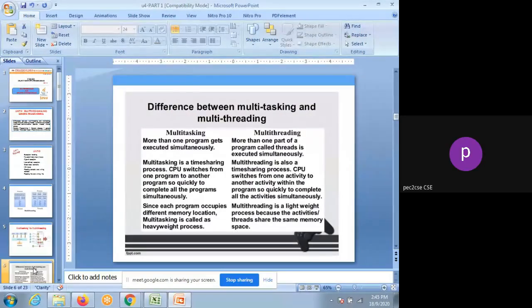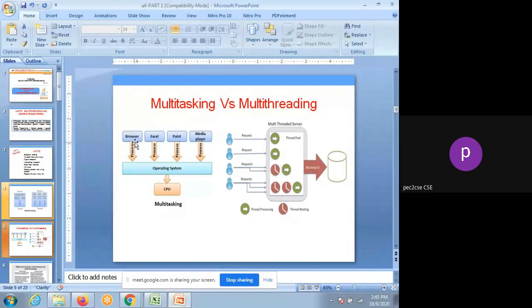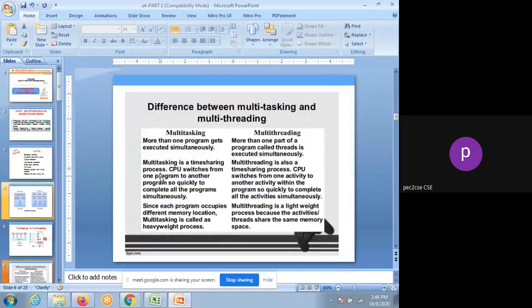What is the difference between multitasking and multi-threading? There are three basic differences. First, more than one program gets executed simultaneously in the case of multitasking. Instead of program, we can use the word process. For example, in the program I have shown, the browser is one process, Excel is another process, Paint is another process, and the Multimedia Player is another process. So more than one program executed simultaneously is multitasking.